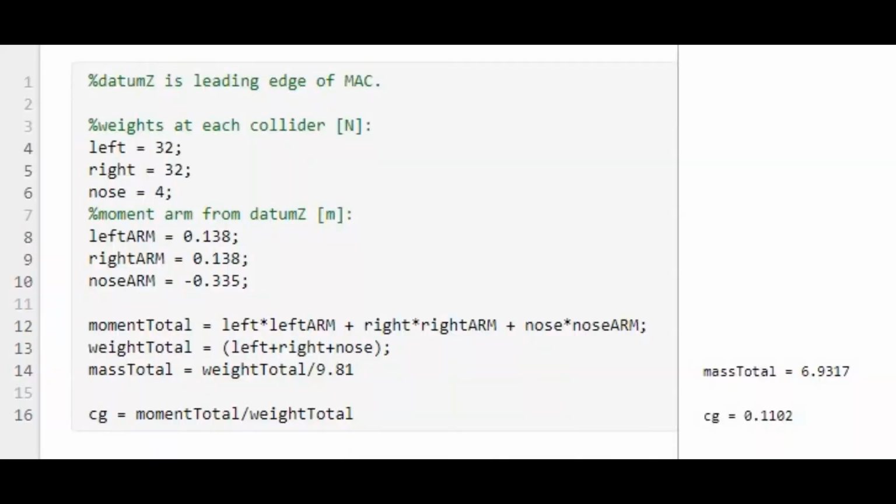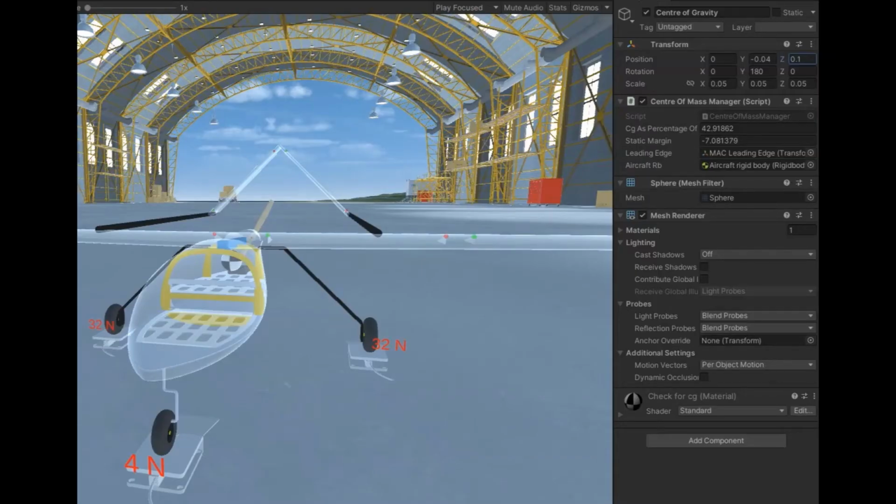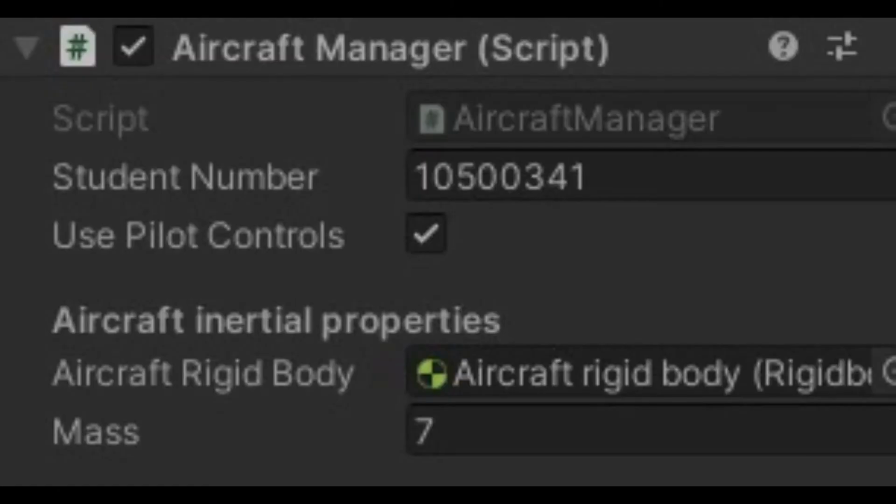This MATLAB script was used to calculate the total mass and CG, as you can see on the right. These values line up perfectly, well, close to perfect, with the values in the Unity coursework. You see here that mass is 7 kilos.